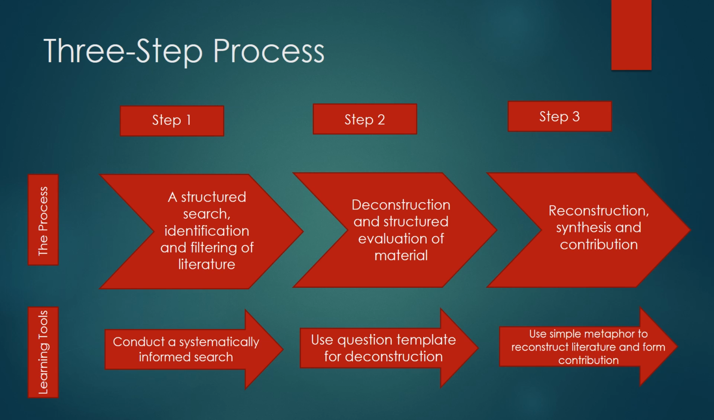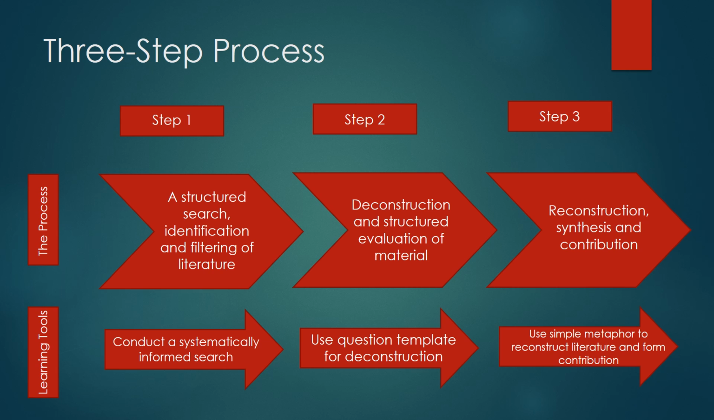So this diagram here is a pictorial representation of the three-step process that I recommend that you follow in doing your lit search and constructing your lit review. So step one in the process is essentially a structured search, identification, and filtering of the literature. Step two is deconstruction and structured evaluation of the material. And step three, reconstruction, synthesis, and contribution. Now you're probably sitting there scratching your head saying, I have no idea what that means, Dr.